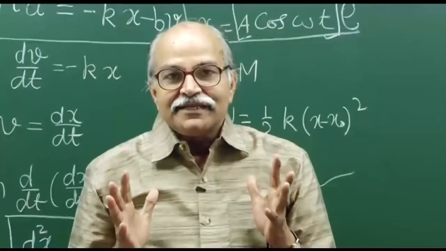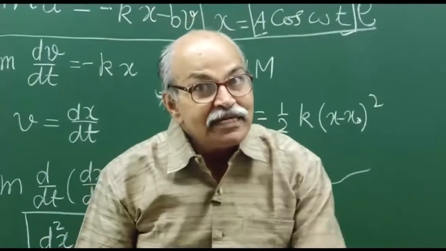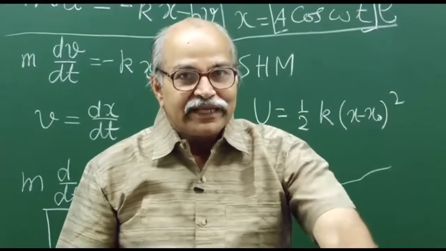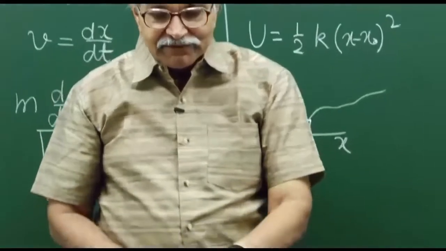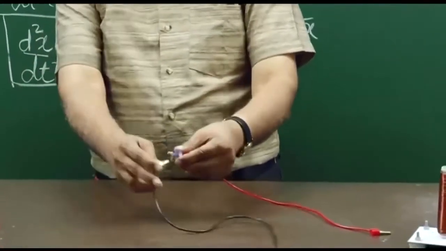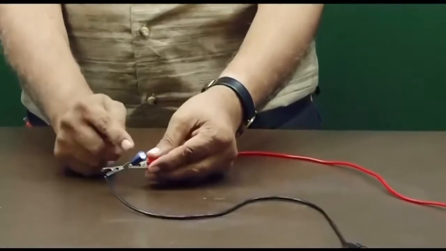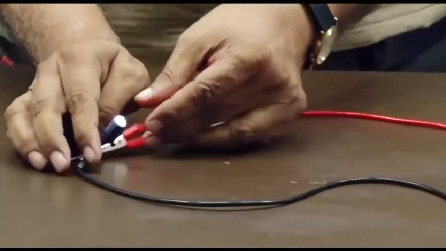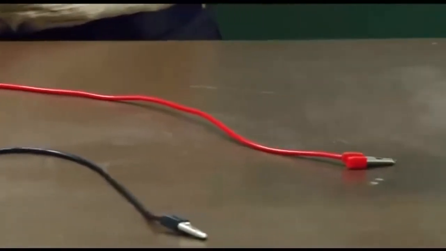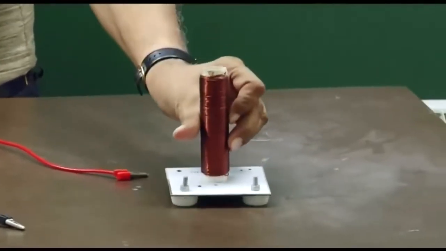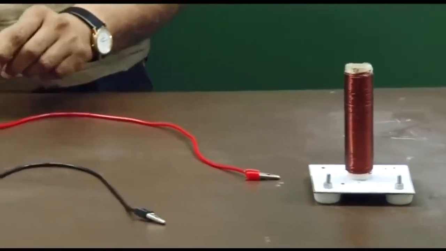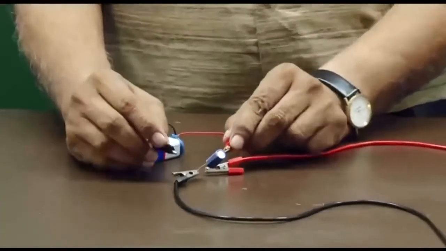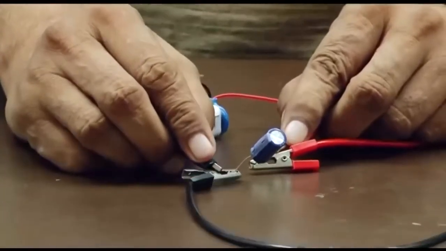Now, let me take an example from a totally different area, and that is from electrical circuits. Here I have a capacitor, the capacitor that we used earlier. This is that 1 millifarad or 1000 microfarad capacitor, and here is the solenoid. This also we have used earlier. Now, suppose I charge this capacitor by connecting this battery terminal to the capacitor.